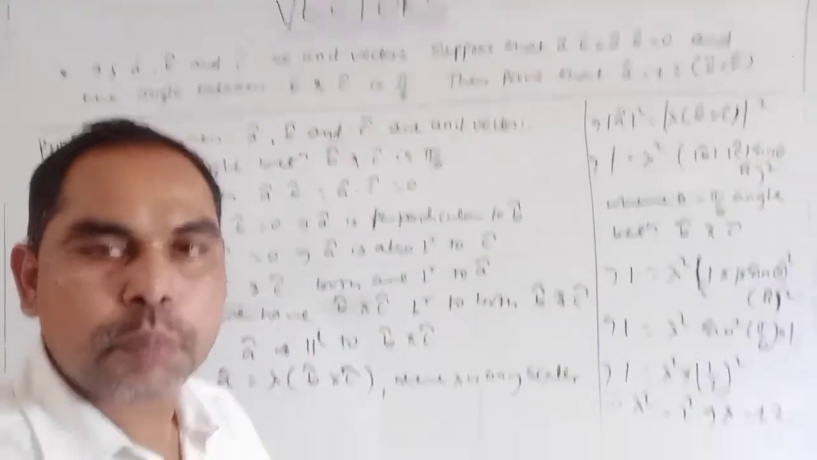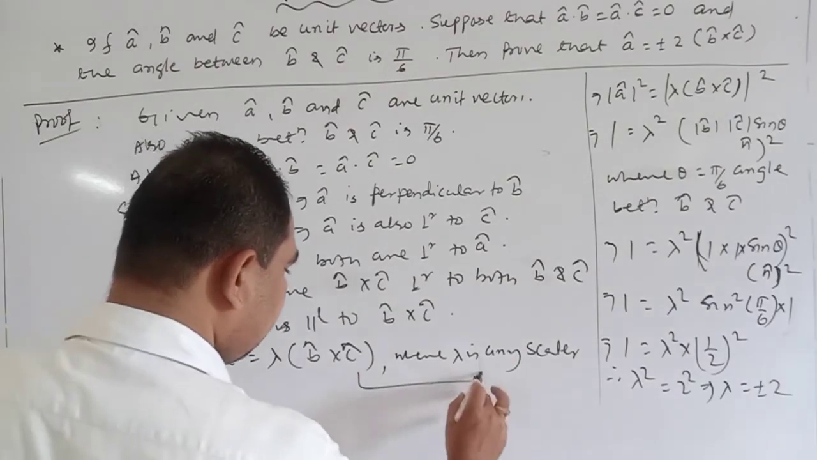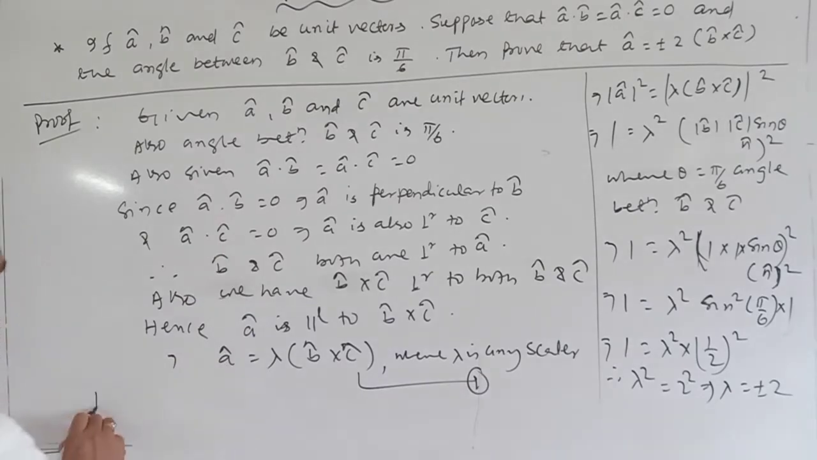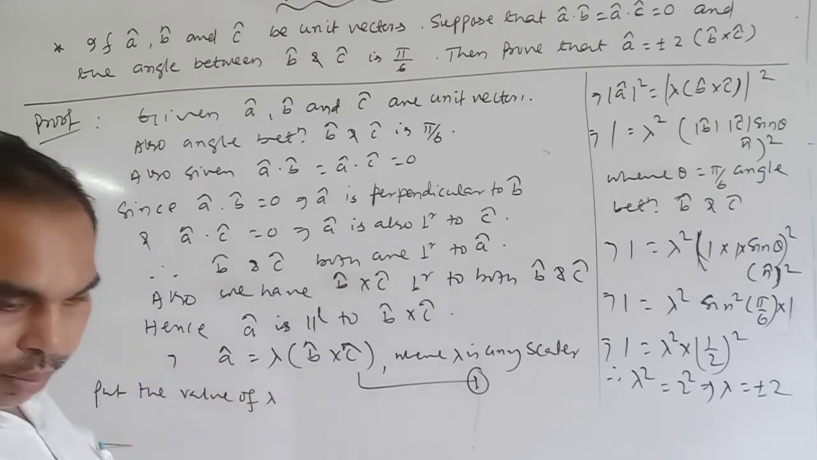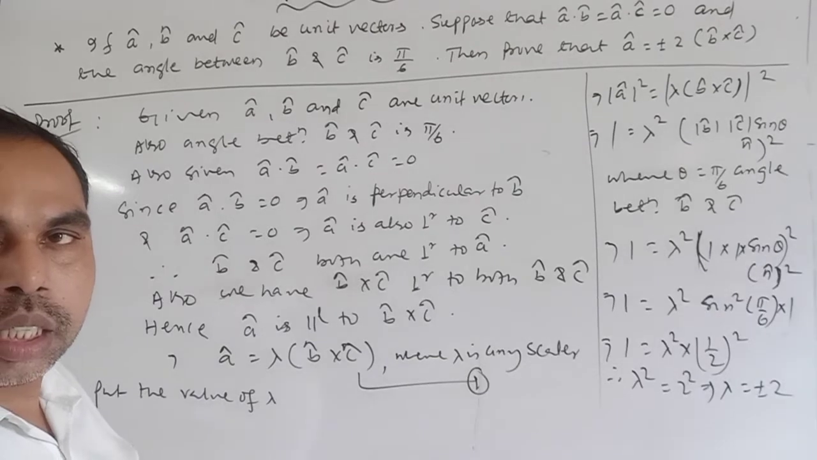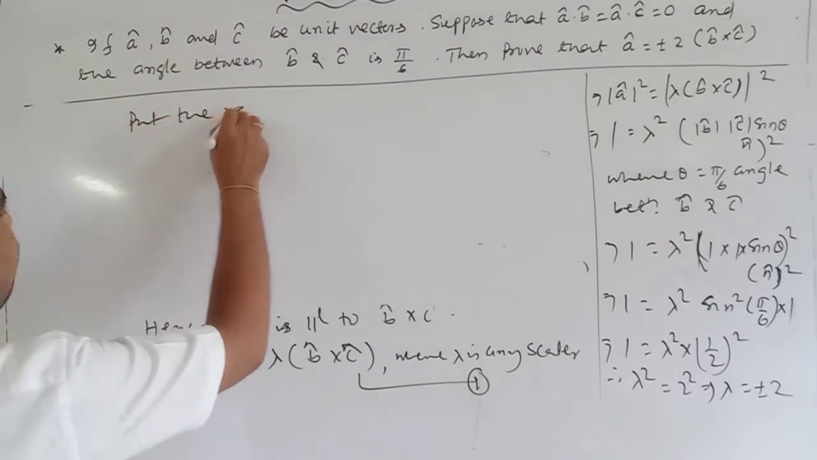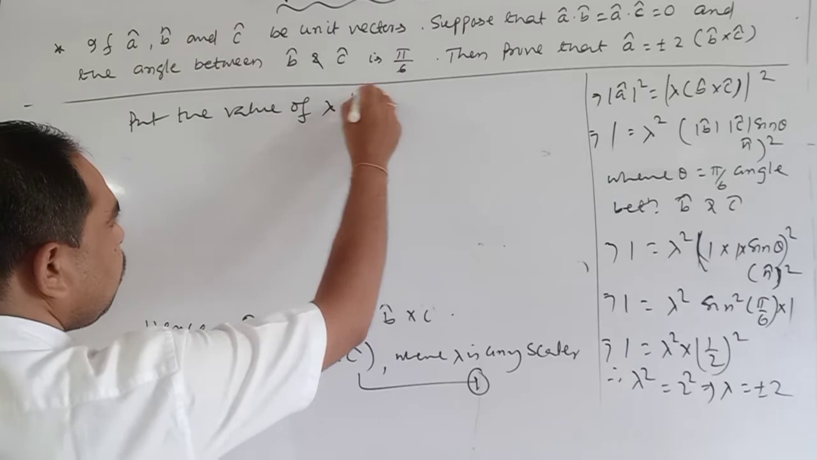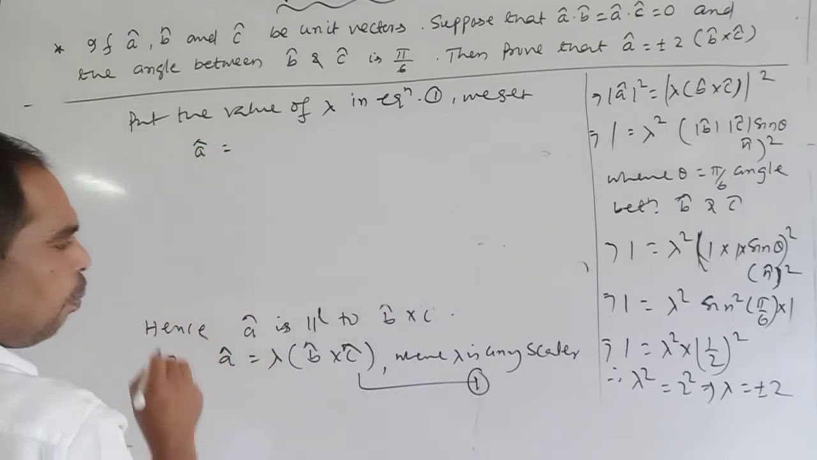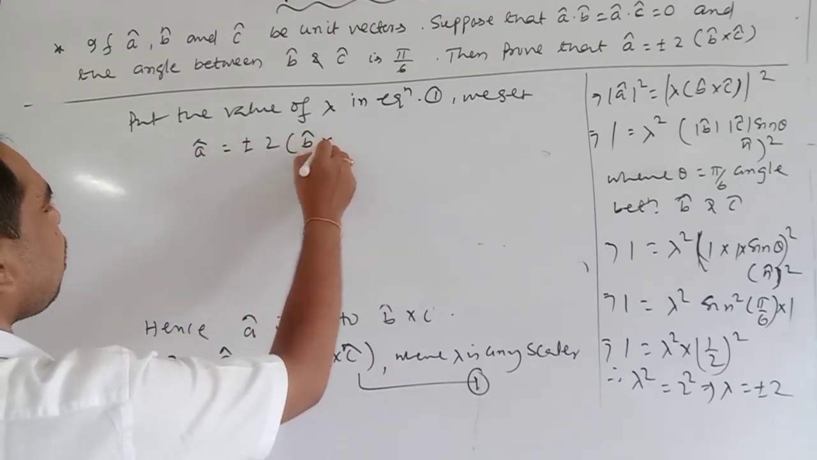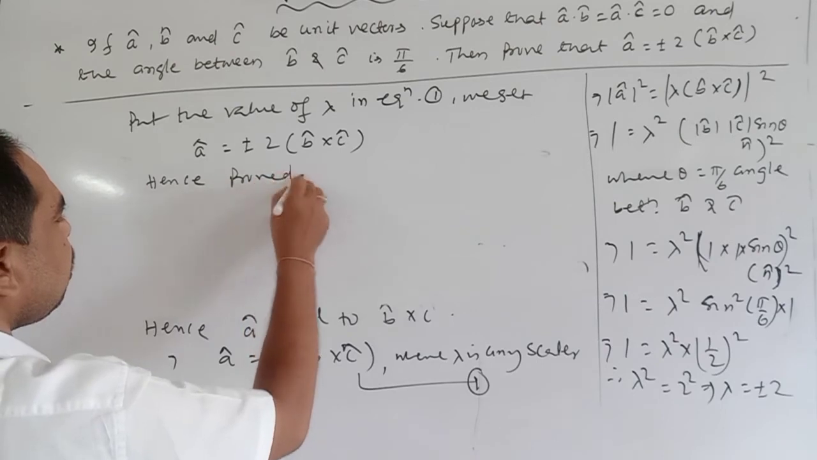Lambda is equal to what? Plus or minus 2. So put the value of lambda in this equation. This is equation 1, correct. Put the value of lambda in equation 1, we get A cap is equal to what is lambda? Plus or minus 2 into B cap cross C cap, hence proved.